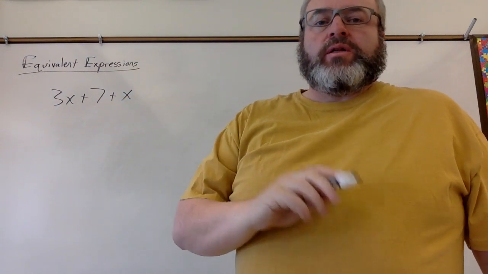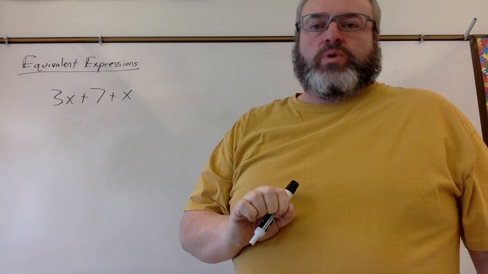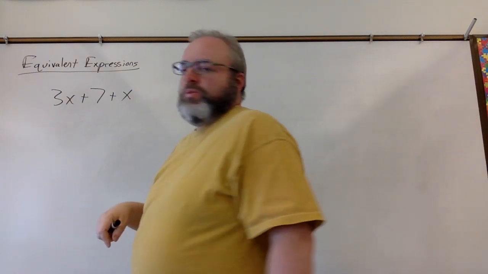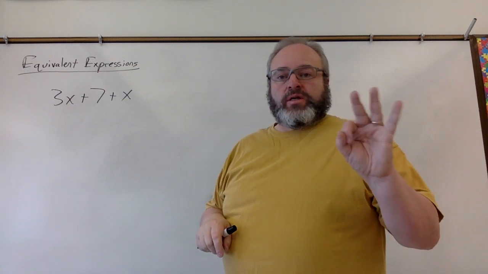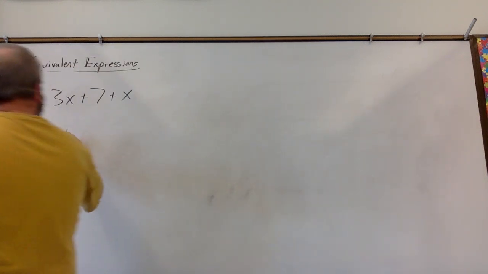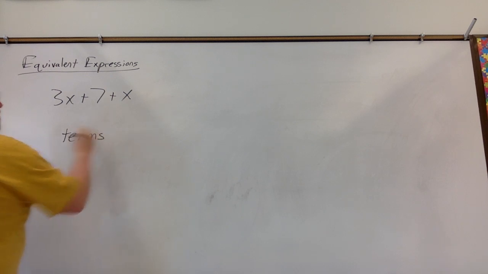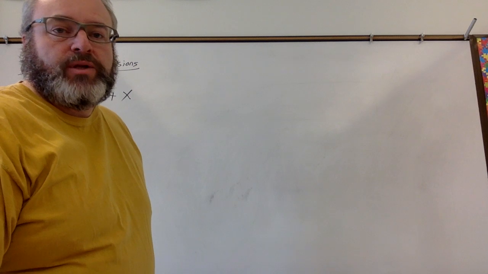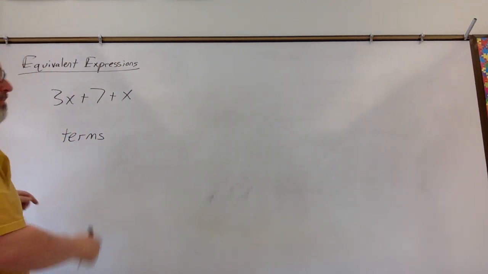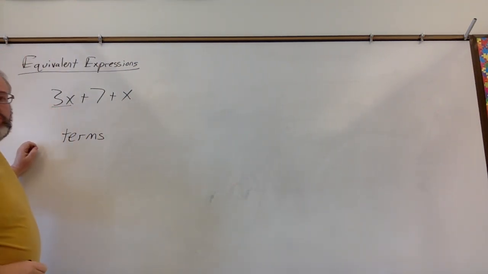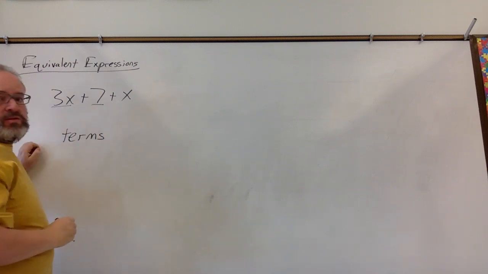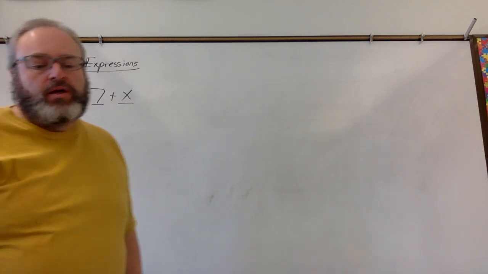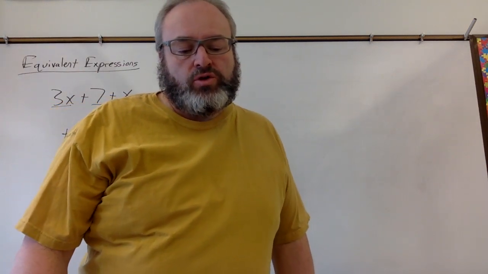Well, first of all, let's talk about some of the parts of what we've got right here. This is an expression, and we have three separate terms. The terms are the different parts that are separated by either a plus sign or a minus sign. So 3x is one of the terms, 7 is a term, x is a term. These are three different terms.